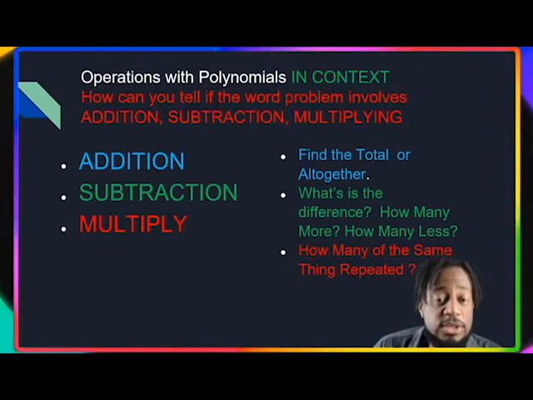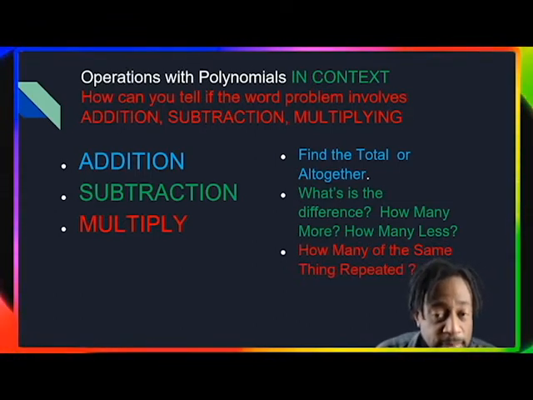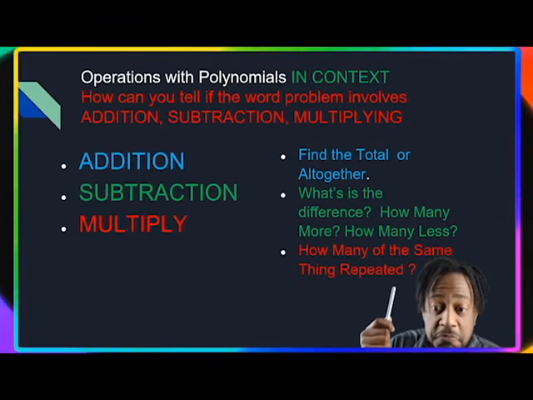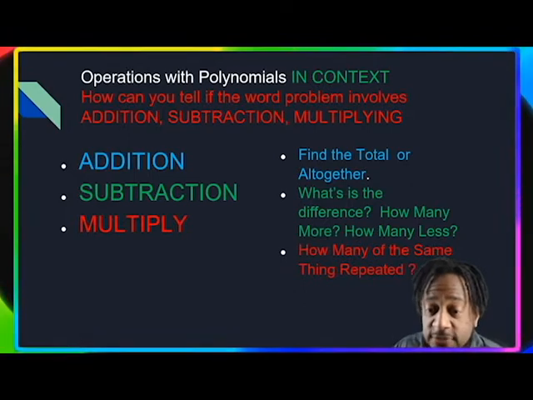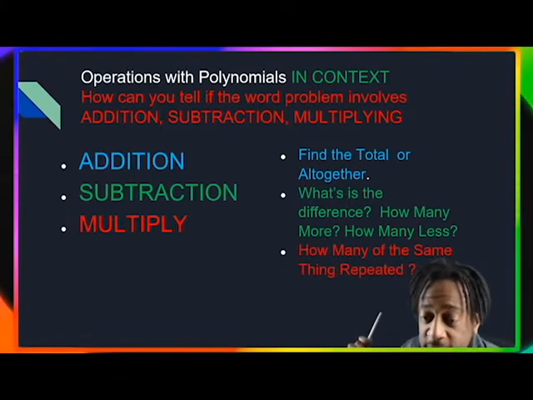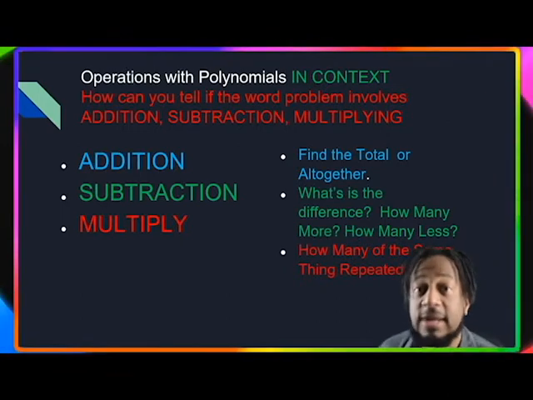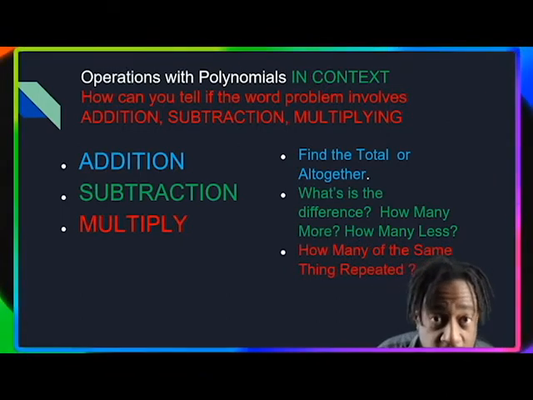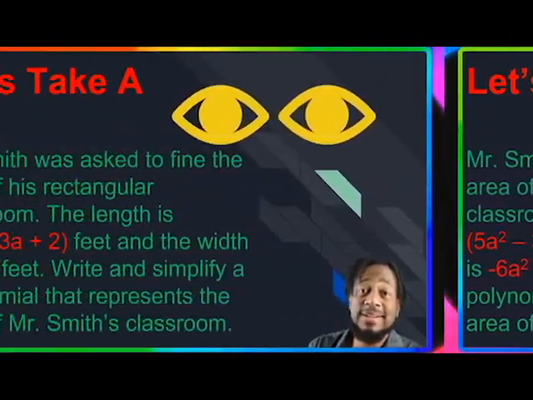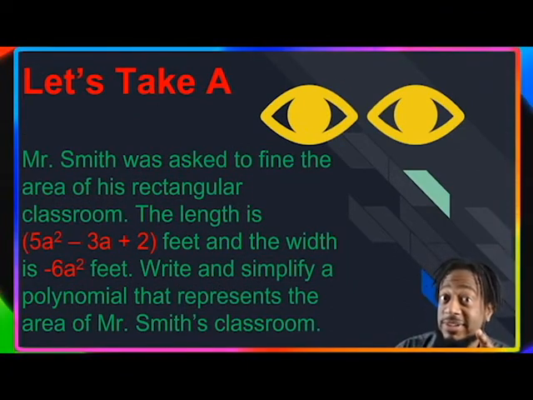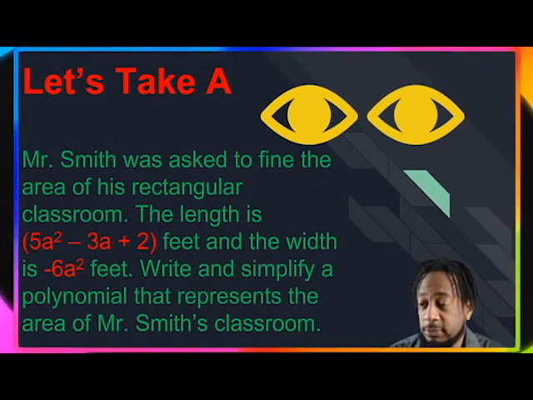Okay? How can you tell if the word problem involves addition, subtraction, multiplying? It's right there. Ask yourself this question. What is the difference? How many more? How many less? How many of the same thing repeated? You're going to multiply. If it's more repeated, you multiply. All right? Find the total, addition. I think you got it. Now that we took a look, your turn. Remember all the context clues I gave you. Here we go.